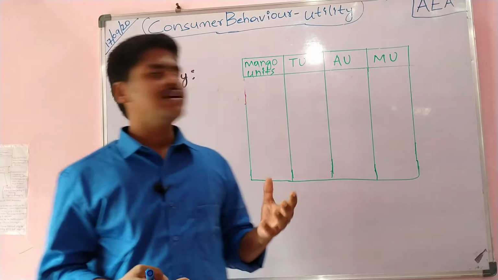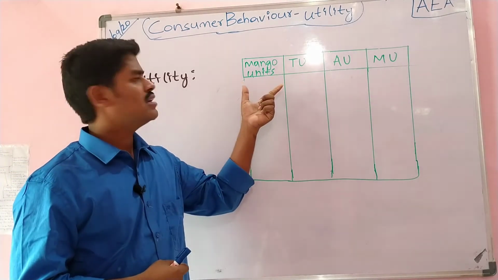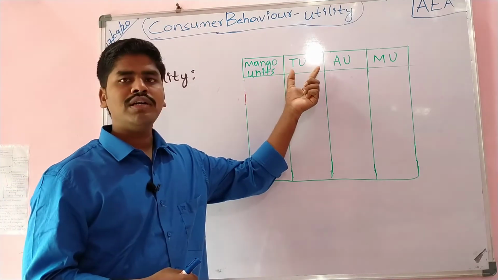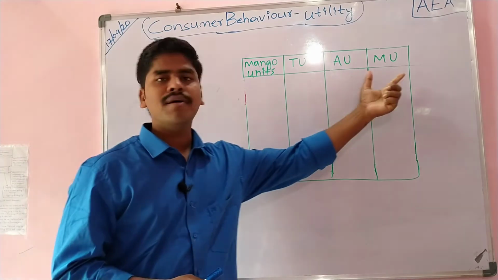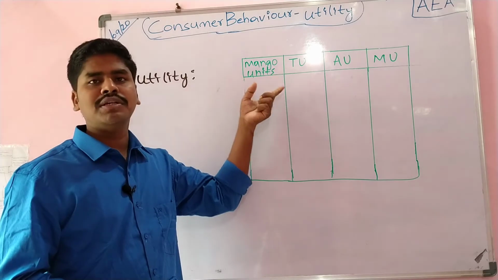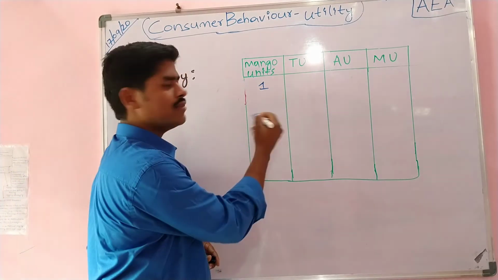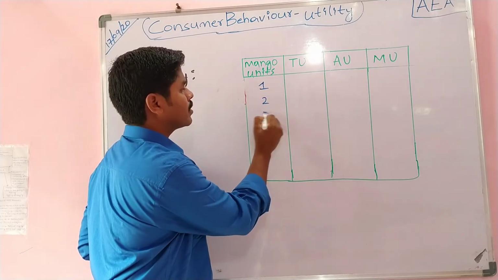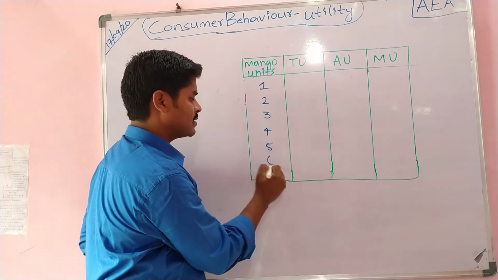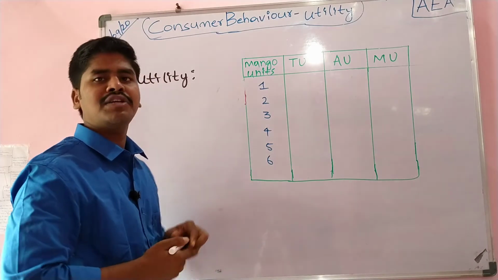We will discuss it in the table explanation. See here, in this table the components included are mangoes in units, total utility, average utility and marginal utility, right? In the first column, mangoes in units. The consumer has taken 1, 2, 3, 4, 5 and 6. These are the 6 units of the commodity the consumer tried to consume.